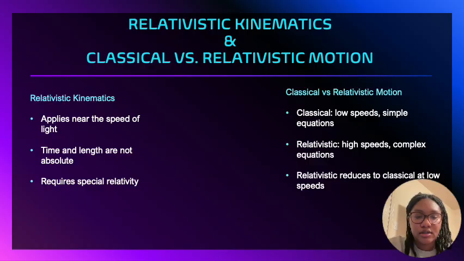For classical and relativistic motion, Rudolph 2004 explains that classical equations are the limit case of the relativistic ones, meaning that they still work, but only when speeds are much lower than light.